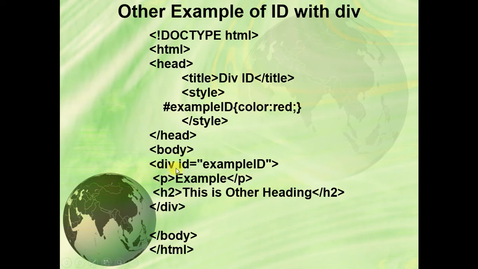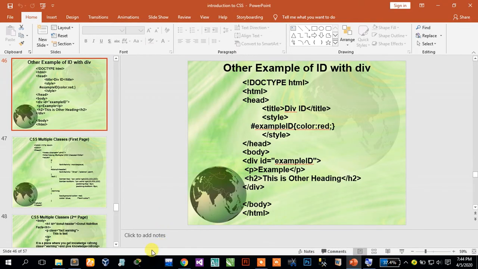You will see here div space ID is equals to what? Example ID. Okay, div is what? That is a selector. Which type of selector? That is a container. Like you can contain and put here paragraph P and H2 selector heading into body section, and give any name, example ID, any name, like here.